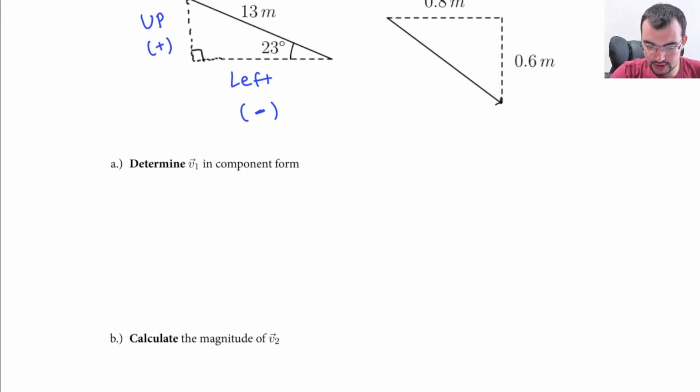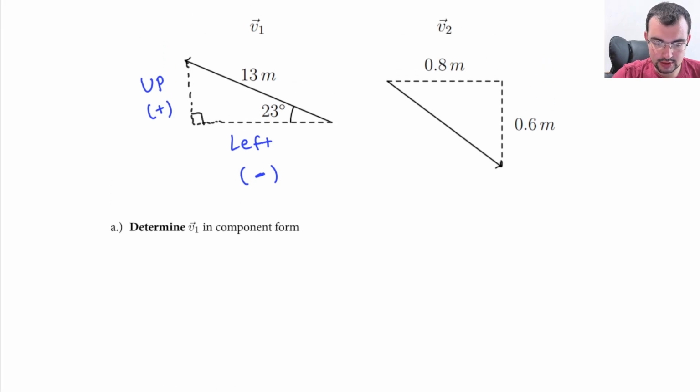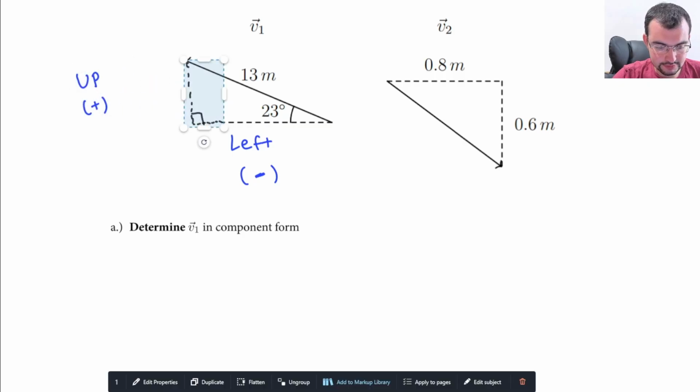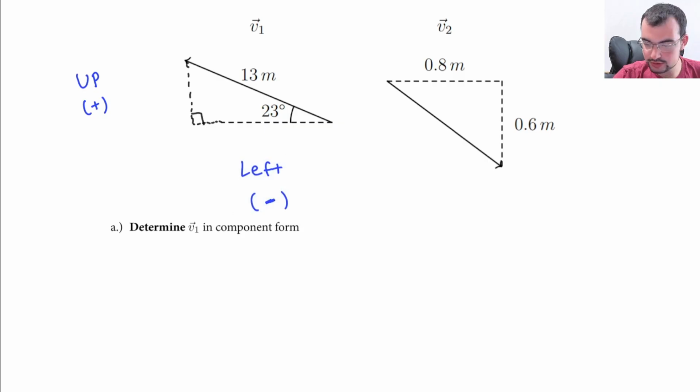All right, so now to determine the component form, we just know that each of these legs is going to be sine and cosine. First of all, notice that my hypotenuse is 13 and my angle is 23 degrees. This 23 degrees touches the horizontal side, so I can say that this side will be 13, tack on cosine 23.